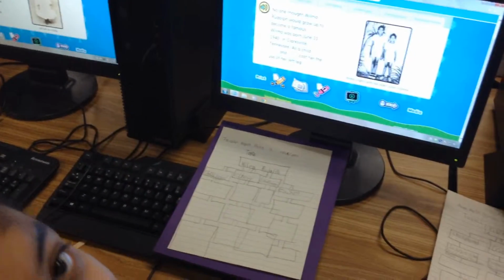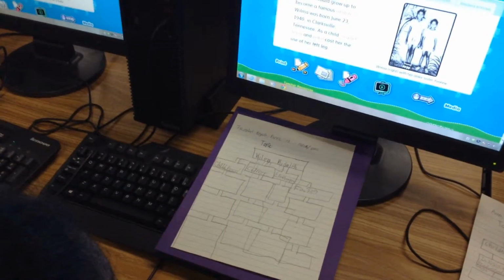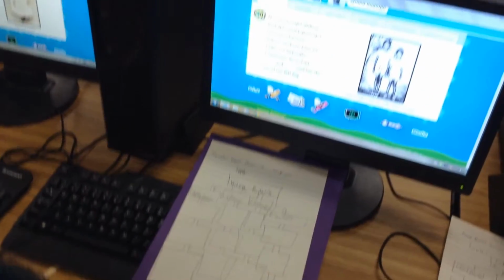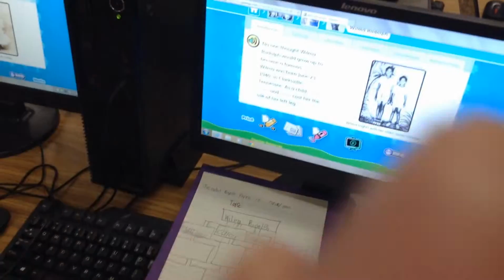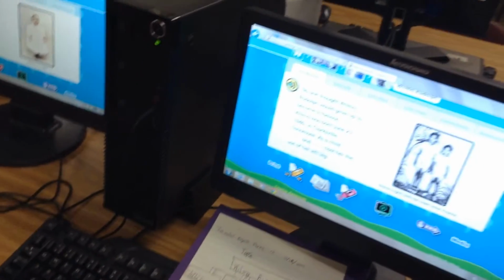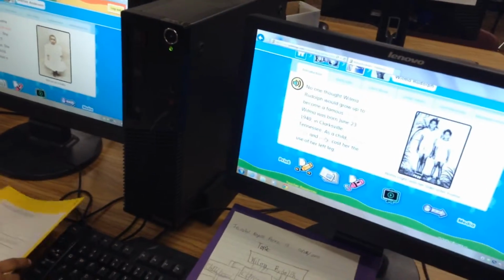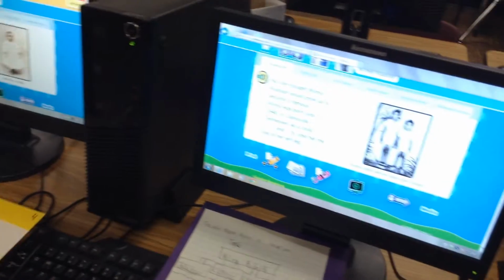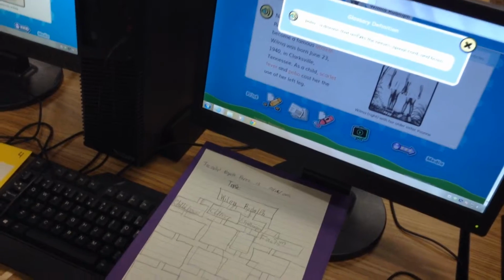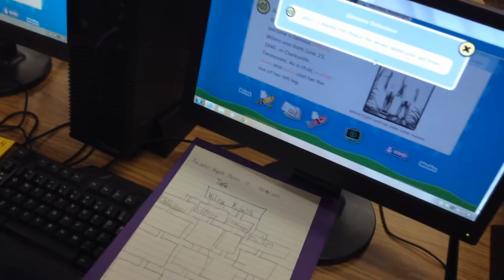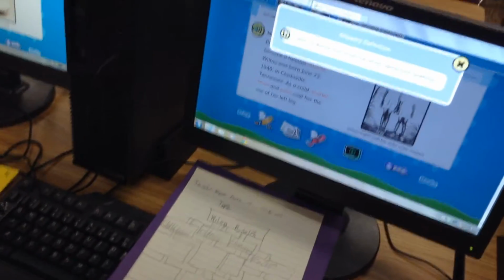Why couldn't she walk? Oh, what are those two? Do you know what those words are? I don't know, I mean polio. Polio? Click on it. It's a word in red, which means if you click it, it'll give you the definition. Good. And then if you want to click the speaker, it'll read it for you.